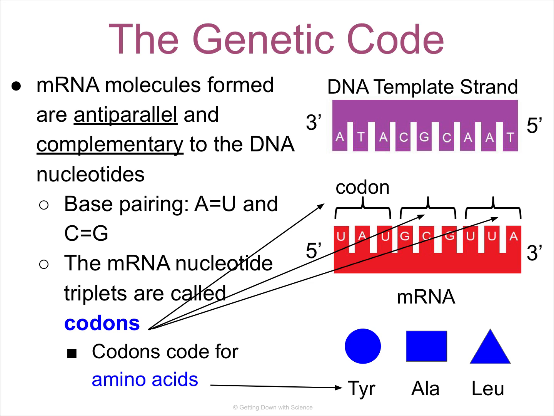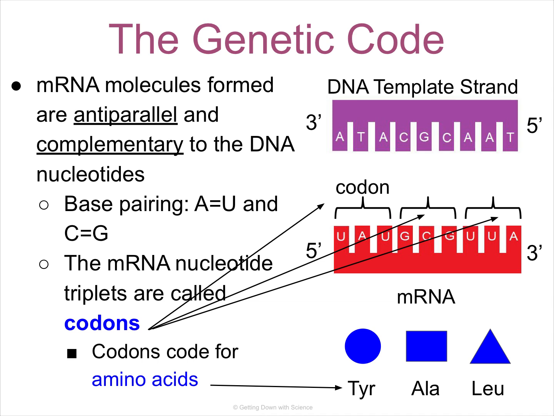Now, the mRNA molecules are also anti-parallel, and they are complementary to the DNA nucleotides. So, for example, the complementary mRNA base is going to be U, T, A, U. So think about your complementary base pairings, right? And then every set of 3 is called a codon. That's what we were talking about.